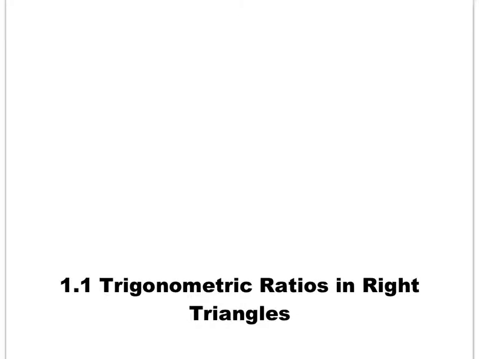Today's lesson is about using trig ratios in a very special triangle, which is a right triangle. Remember, in a right triangle, one of the angles is 90 degrees. So whatever we are going to talk about in this lesson is going to work only in a right triangle, 90 degrees angle.